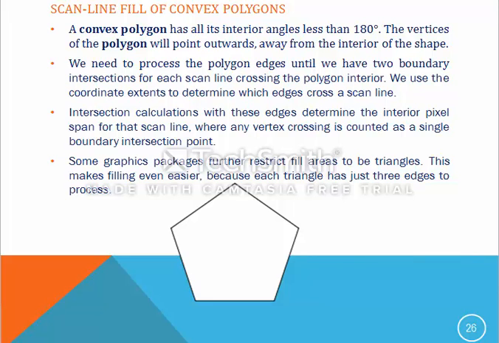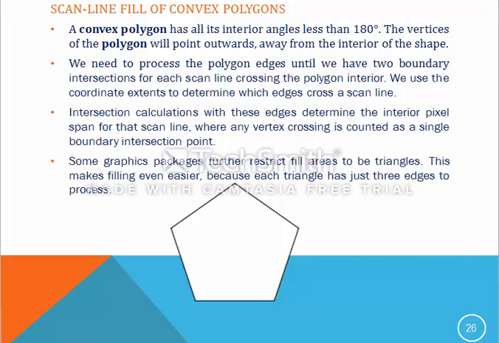Scanline fill of convex polygons. A convex polygon has all its interior angles less than 180 degrees. The vertices of the polygon will point outwards away from the interior of the shape. We need to process the polygon edges until we have 2 boundary intersections for each scanline crossing the polygon interior. We use the coordinate extents to determine which edges cross a scanline. Intersection calculations with these edges determine the interior pixel span for that scanline, where any vertex crossing is counted as a single boundary intersection point.